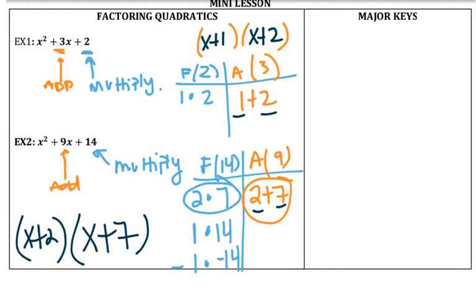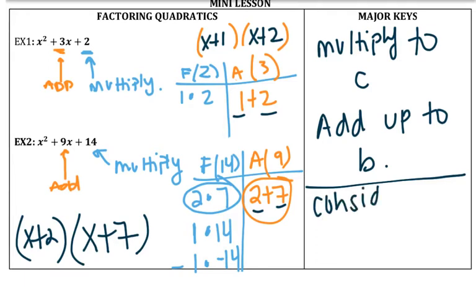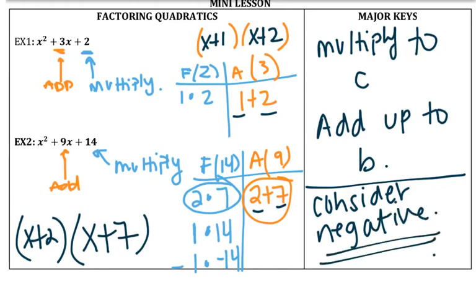So some major ideas I want you guys to take from this video: we're going to do the multiply first. They should multiply to whatever c is, and the numbers should add up to b. Another key idea is to consider negative numbers. Sometimes you might have negatives. In your examples, you might see one. There is an additional video that you guys can watch to see negative examples done out. Just go back to your Google Classroom and check out the negatives.